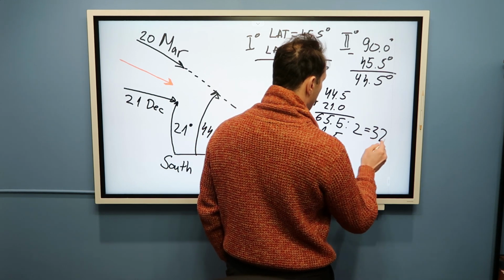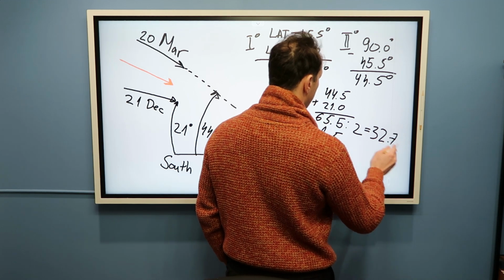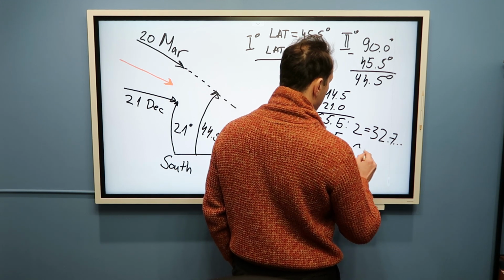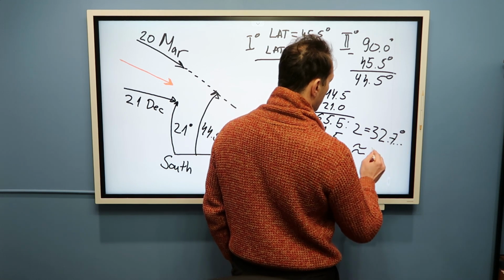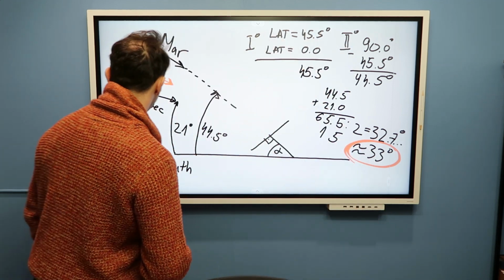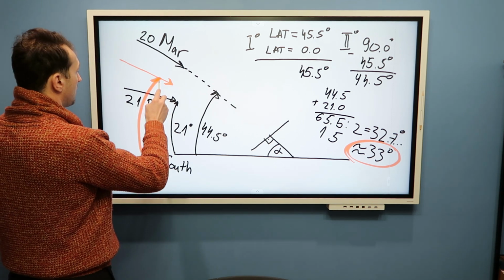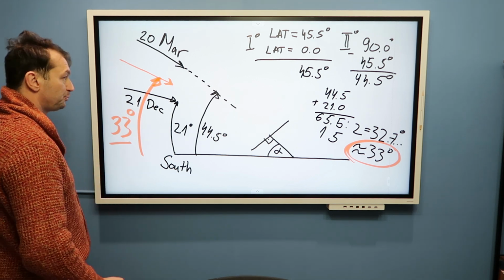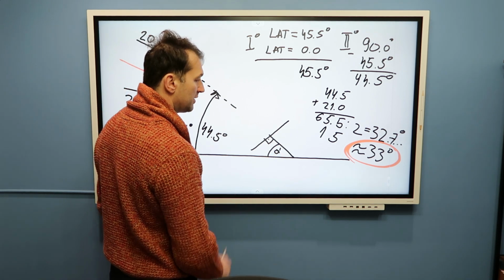I lower this 5. I put dot over here. And then this is 7. 7 times 2 is 14. And there will be more. But I will say clearly this is approximately 32.7 degrees is approximately 33 degrees. So this is my final answer. The angle of the red ray is 33 degrees. Therefore, the optimal angle alpha is 33 degrees.